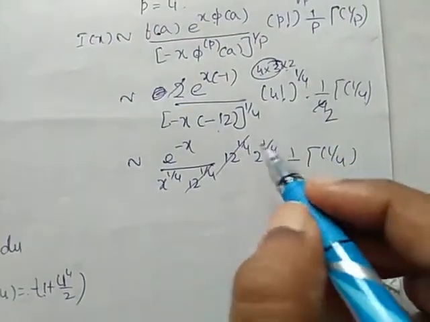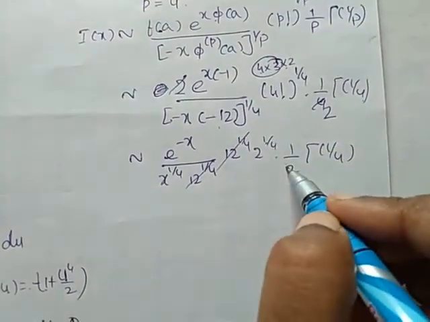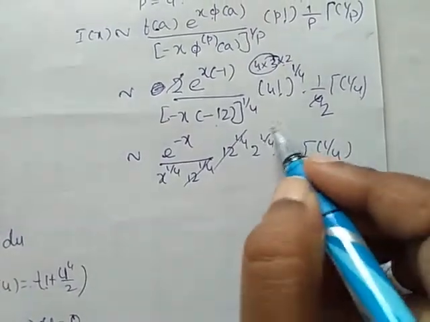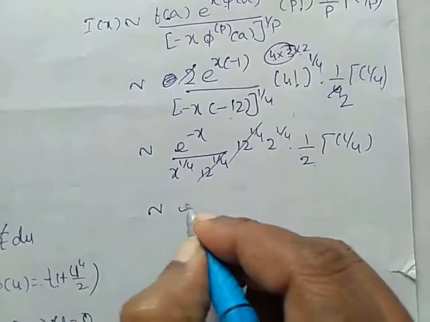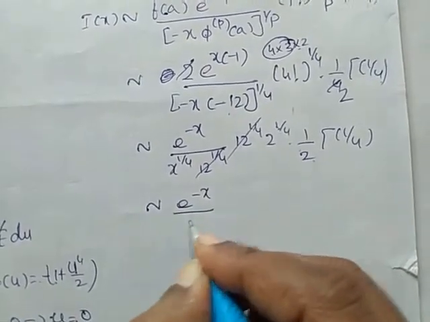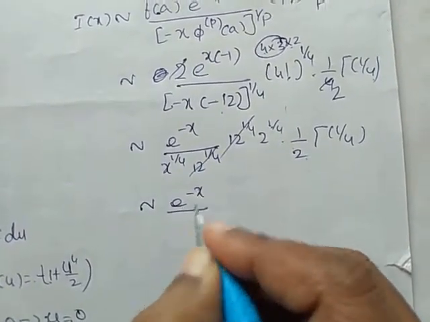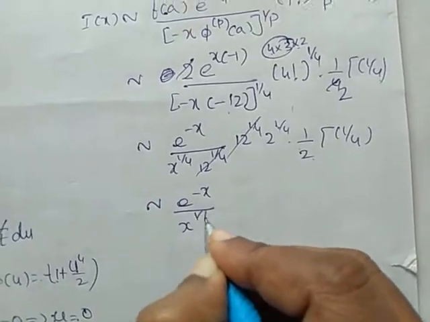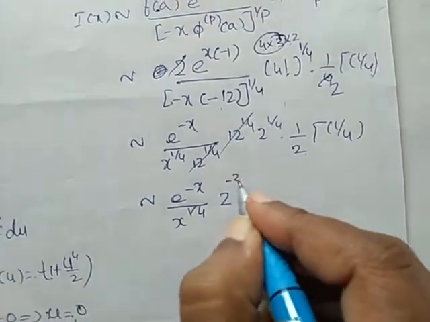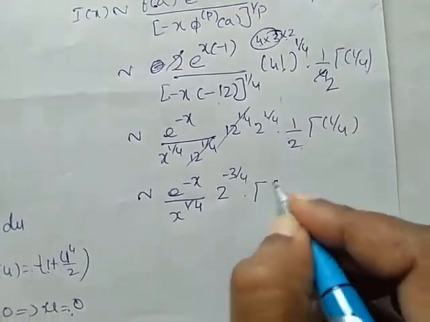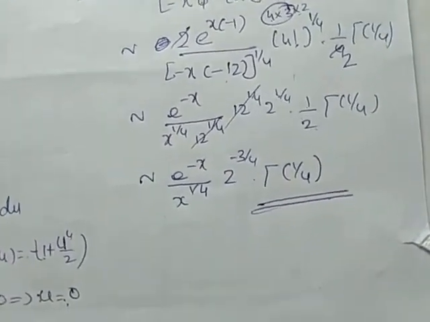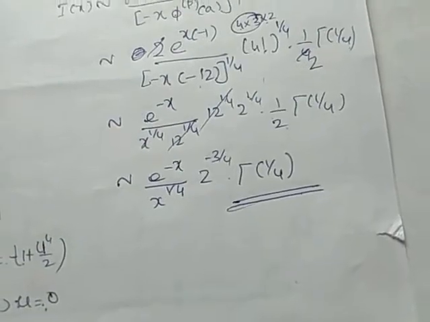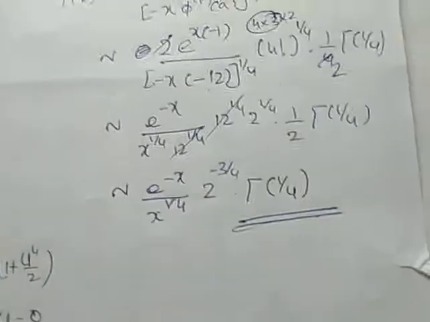Now group the powers of 2. 1 by 4 minus 1 is minus 3 by 4. We will get the solution as e to the power minus x divided by x power 1 by 4, 2 to the power minus 3 by 4 into gamma of 1 by 4. So this is our leading order term of asymptotic expansion when x tends to 0.